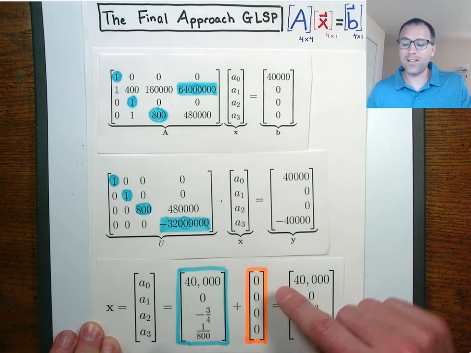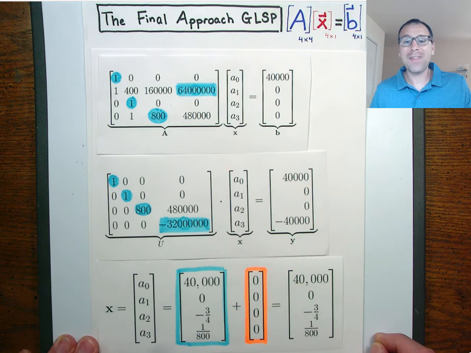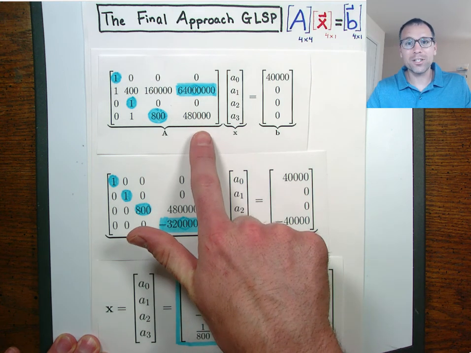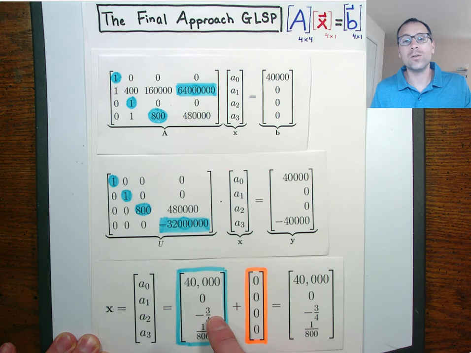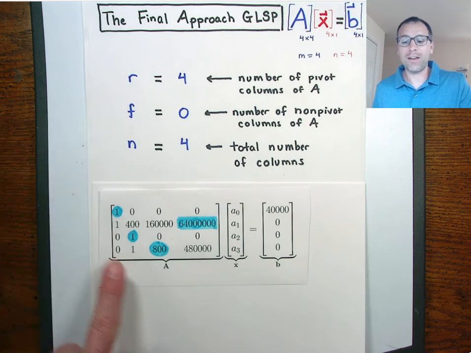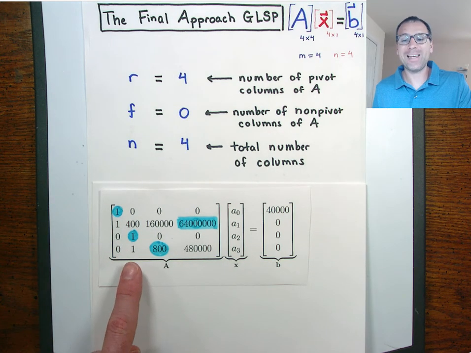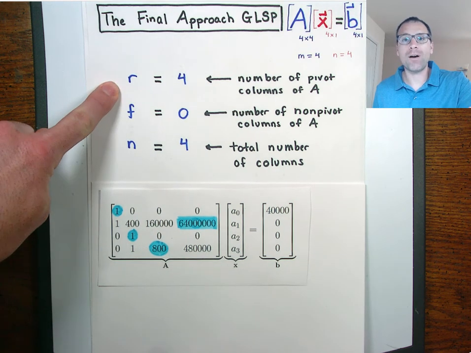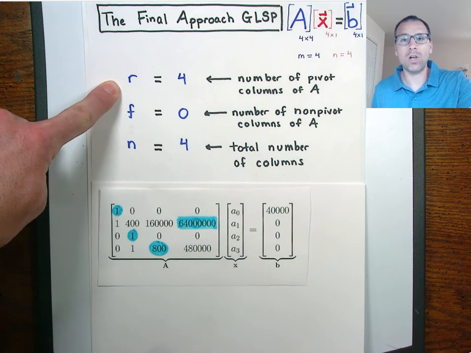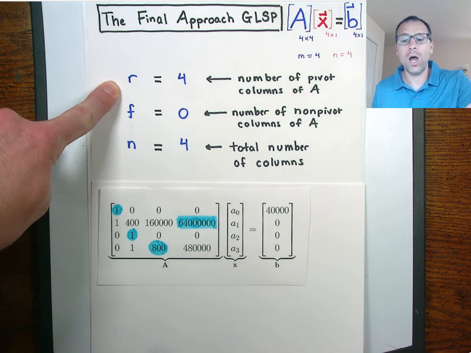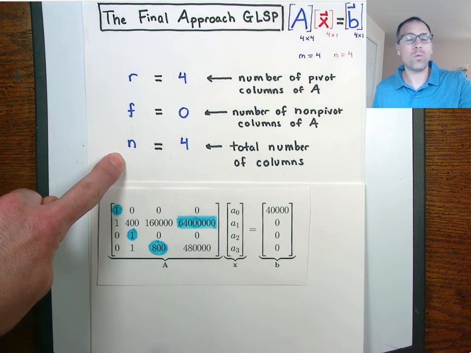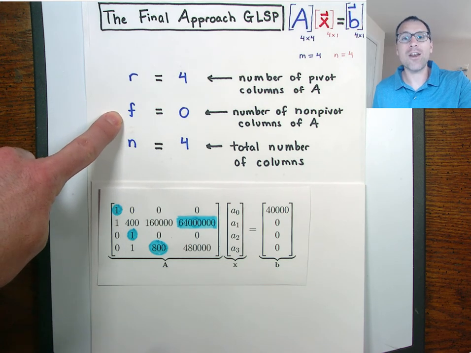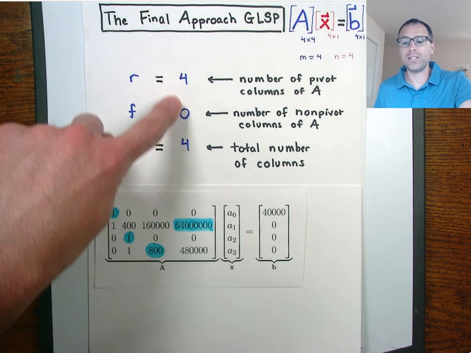In this case, the thing that gets sent to 0 is the 0 vector, and that's why this non-singular linear system problem seems to have only one solution, and we don't generally write it with that particular plus trivial solution. With a recap, we saw that in the final approach GLSP, we started with a 4x4 matrix. Every column of that matrix was a pivot column, so the rank of the matrix was 4. We had a total of 4 columns, which means that we have 0 non-pivot columns, because 4 plus 0 is indeed 4.